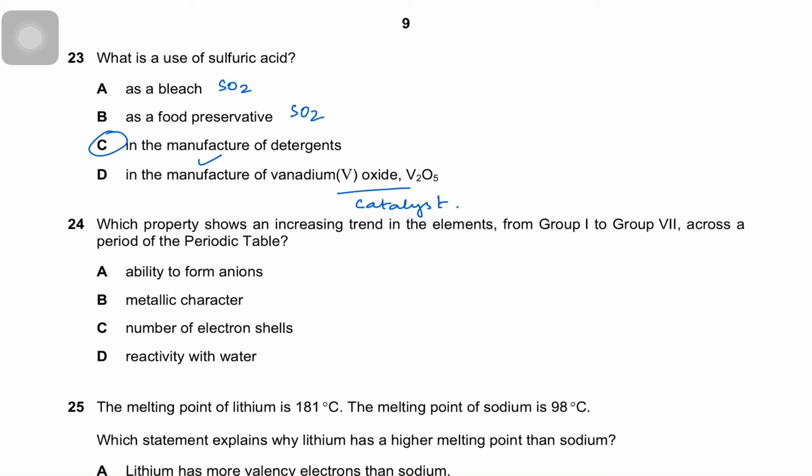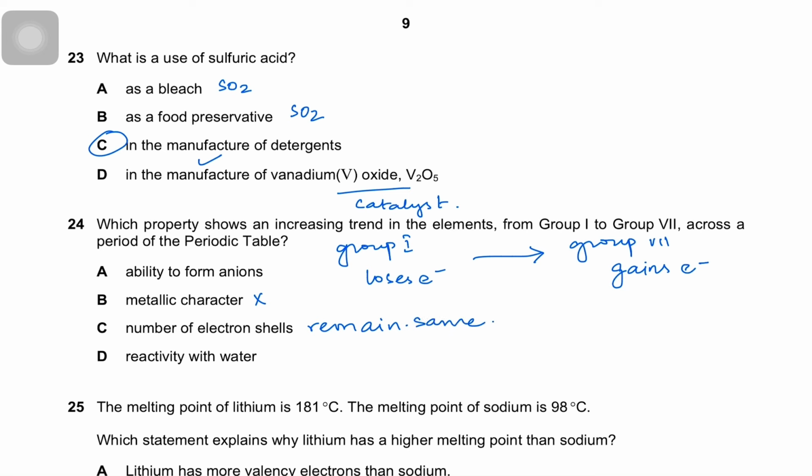Which property shows an increasing trend in the elements from group 1 to 7 across a period of the periodic table? So from group 1 towards 7, they are able to make anions because they gain electrons. Group 1 loses electrons, but when we talk about group 7, it gains electrons. So their ability to make anions is increasing. Metallic character decreases because group 1 is metallic, group 7 is non-metallic. Number of electron shells remains the same because they are a part of the same period.